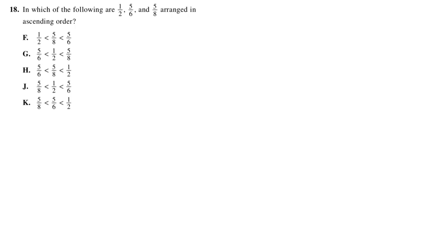18. In which of the following are 1/2, 5/6, and 5/8 arranged in ascending order? So ascending order means least to greatest. Let's make a timeline. And all of these fractions are fractions of 1, so it's somewhere between 0 and 1. Well, we know where 1/2 is, right? 1/2 is halfway. But that doesn't really help us much because 5/6 and 5/8 have different denominators.